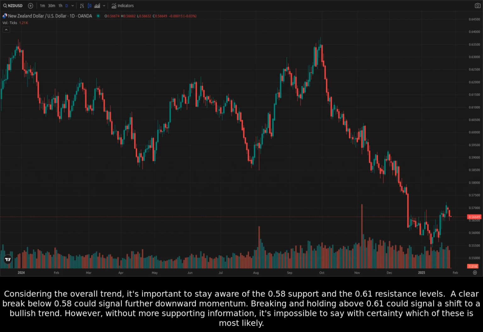A clear break below 0.58 could signal further downward momentum. Breaking and holding above 0.61 could signal a shift to a bullish trend. However, without more supporting information, it's impossible to say with certainty which of these is most likely.